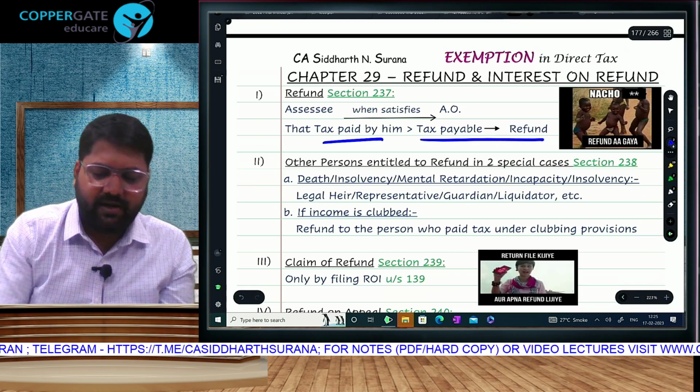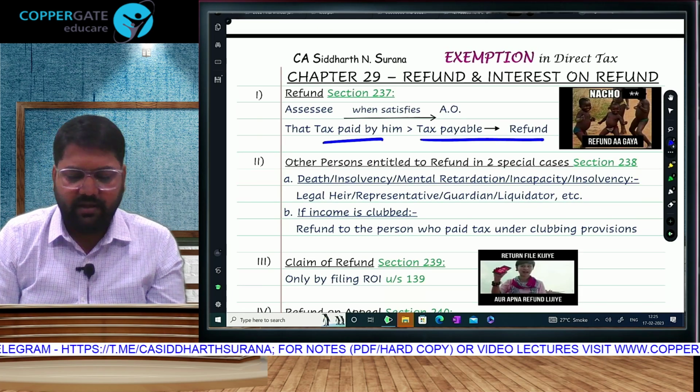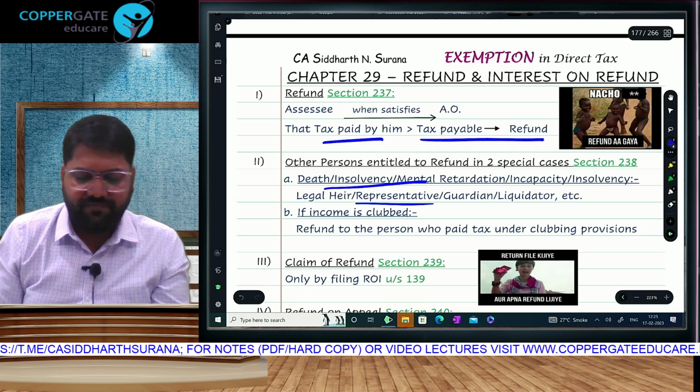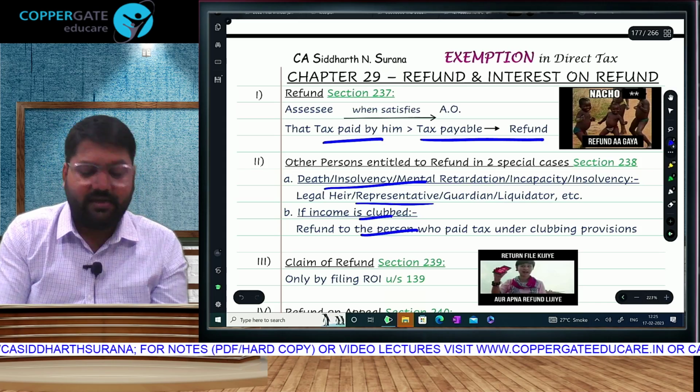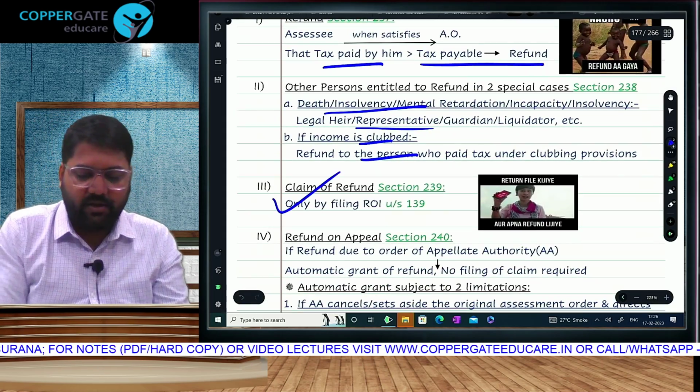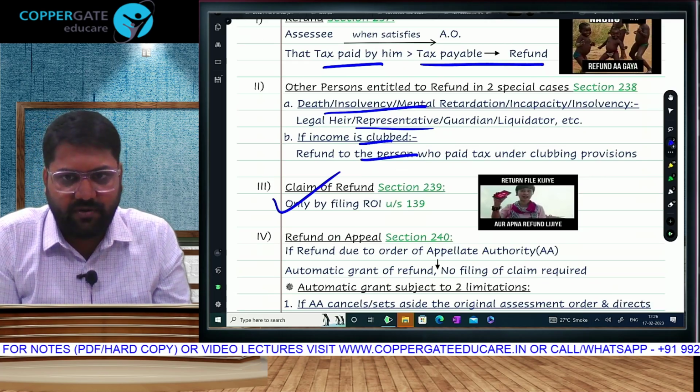Whenever the taxes paid by you are more than payable, then you will be getting refund. But in case of death, in insolvency, obviously the representative, and in clubbing of income, the person who is offering the income to tax will be getting the refund. You can get your refund only by filing ROI. There is no other way of getting refund.